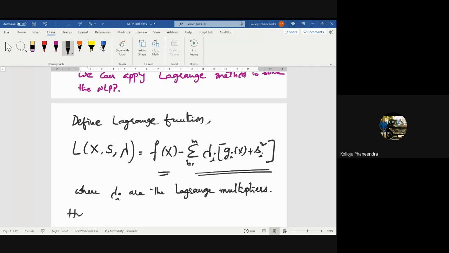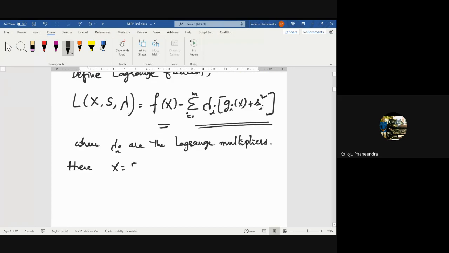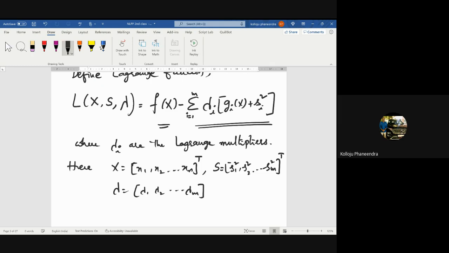And here, one by one, what is capital X? You know, it is a column matrix. So I will write transpose here, right? And what is the S matrix? It is also a slack variable matrix, s1 square, s2 square, and sm square. Done. And next one, what is lambda? Lambda is nothing but Lagrange's multipliers. m multipliers are there. All are transpose.